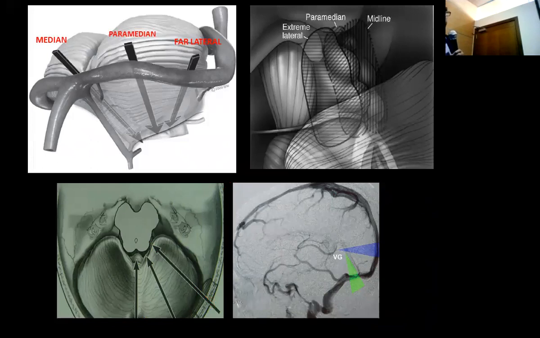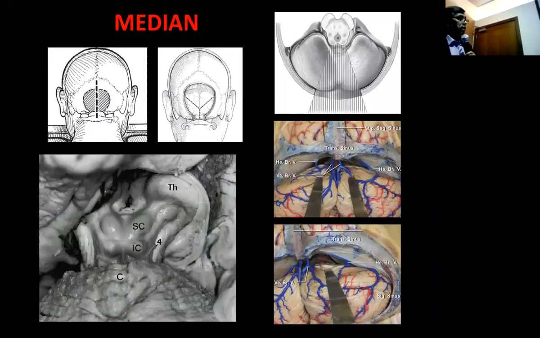This is what you see in the median, the paramedian, and the extreme. So if you are interested in this part, you'll go extreme lateral. Interested in this part, you'll go median. Median, paramedian, far lateral, or extreme lateral. That's above or below the tent. Median, that's it. That's the picture.